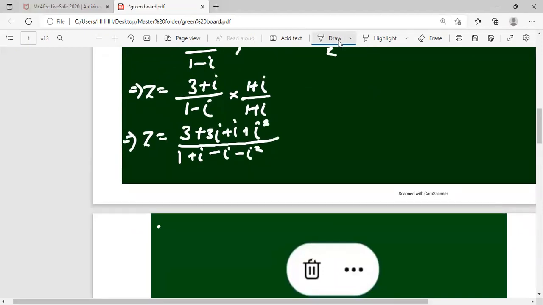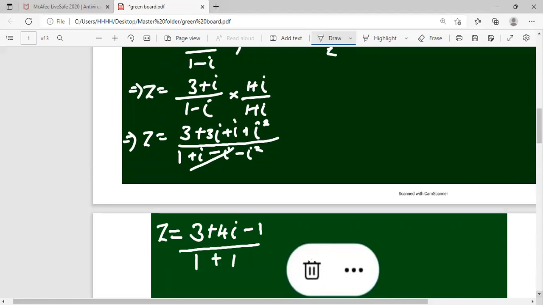Okay, so we have got z being equal to 3, we have got 3i plus i, you have got 4i. Then i squared is -1 divided by, so this part will cancel. So you have got 1. Now i squared is -1, by negative you have got +1.